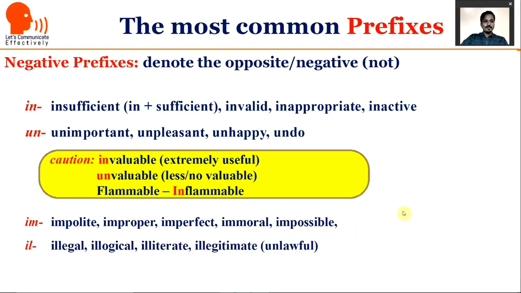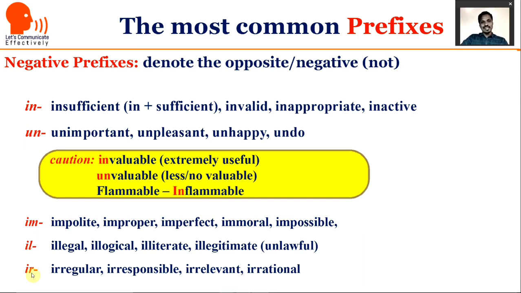And the second last is ill: illegal, illogical, illiterate, illegitimate, that is unlawful, and so on. And the last one is IR, that is irregular, regular, irregular, responsible, irresponsible, relevant, irrelevant, rational, irrational. Now these five, IN, UN, IM, IL and IR are the five prefixes in the English language which are called negative prefixes, and they negate the meaning, they denote the opposite of a particular word.